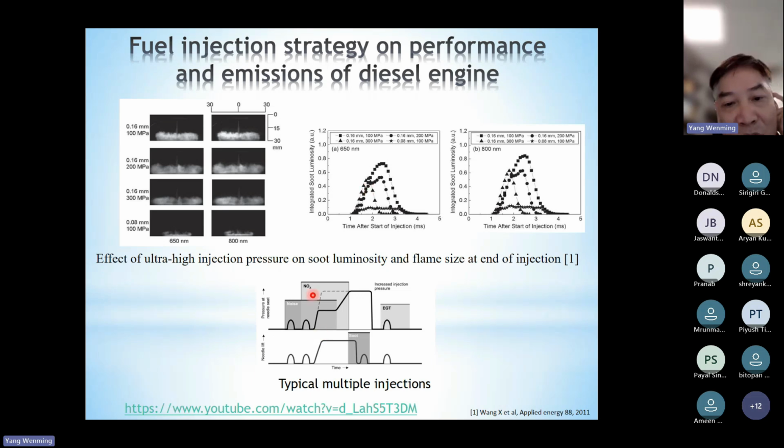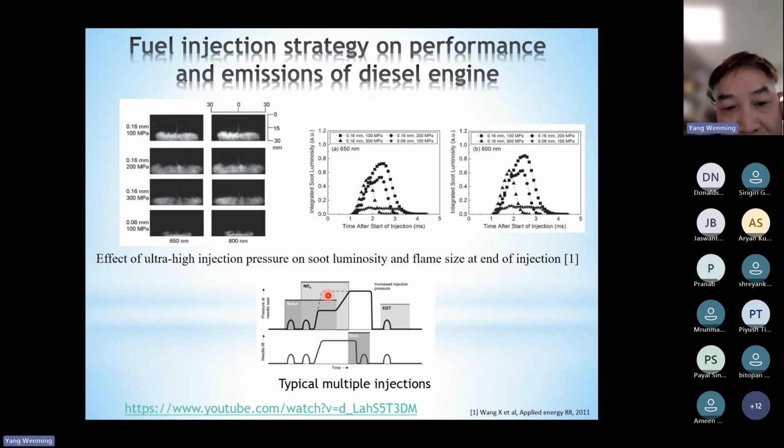Okay, the next topic I want to introduce is multiple injection, commonly used in engines to improve efficiency, reduce noise, and also reduce the NOx emissions, HC emissions and CO emissions.